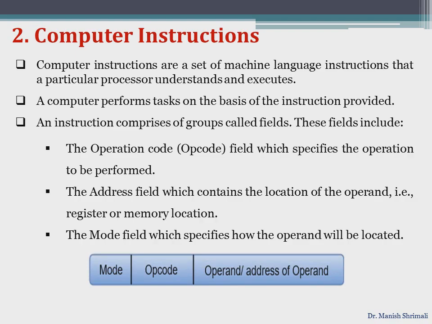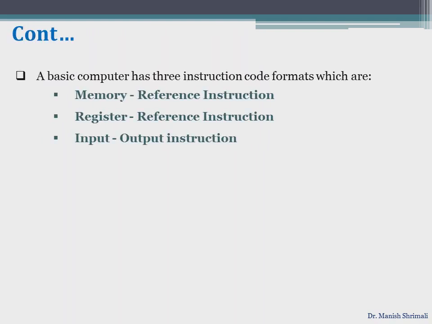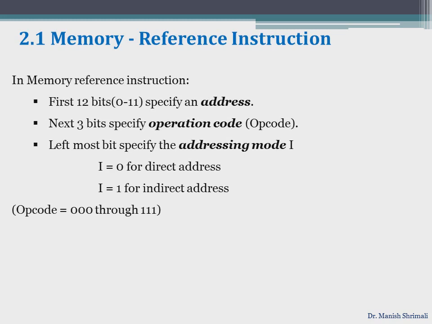As you can see in the small diagram below, we have the mode field, the opcode field, and the address of the operand. Next, any basic computer has three instruction code formats, which are the memory reference instruction, the register reference instruction, and the input output instruction. So let us start with our discussion on the memory reference instruction.